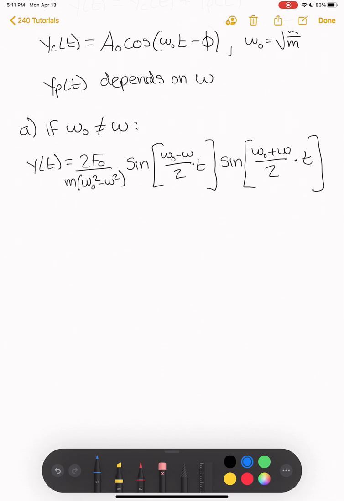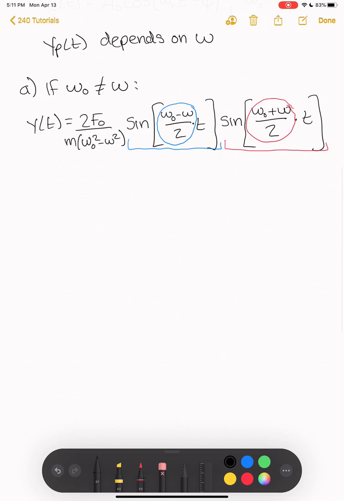So what does this motion actually look like? Well, we have two different sines here being multiplied together. So we first have this one here and this one here. You'll notice that the coefficient here is smaller than the coefficient here. So what this tells us is we're going to have two different modes of oscillation pretty much.